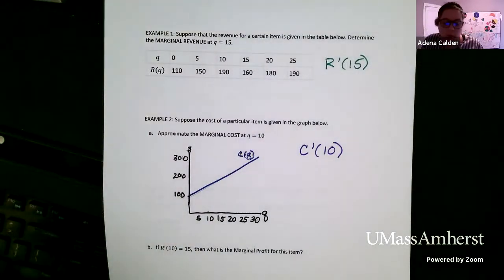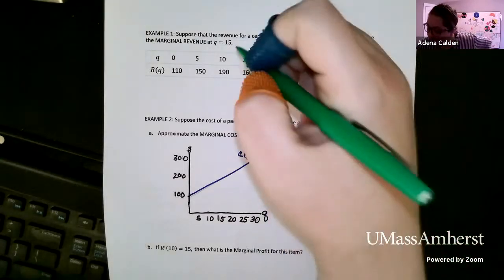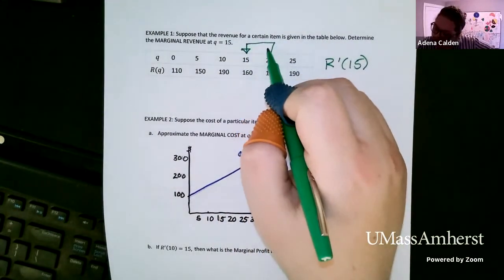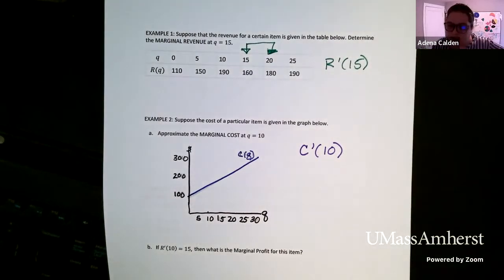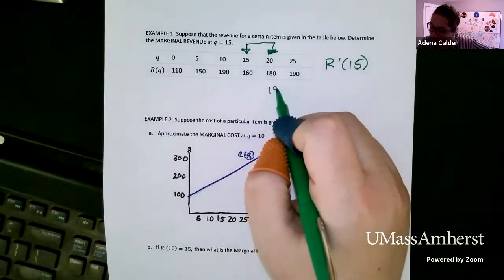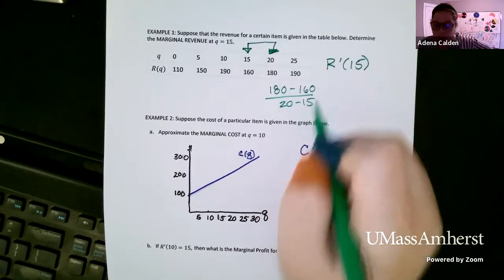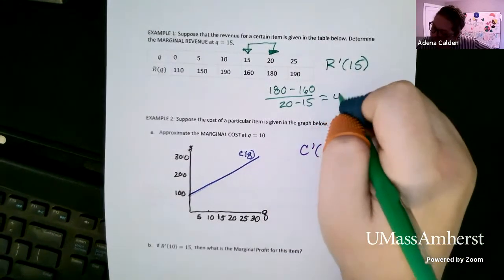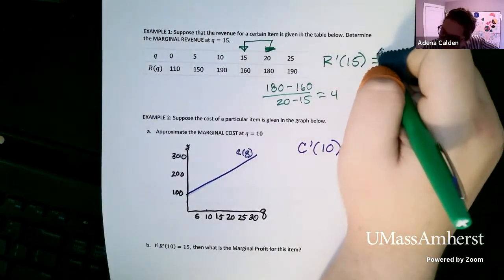For example 1, we have this table and we want to approximate the marginal revenue at 15, which is here on the table. Since we are talking about a business application, we use the information to the right, a right-hand approximation. To approximate the derivative, we do change in y over change in x. So 180 minus 160 divided by 20 minus 15. That gives us 20 over 5, which is 4. So the marginal revenue is $4 per item.